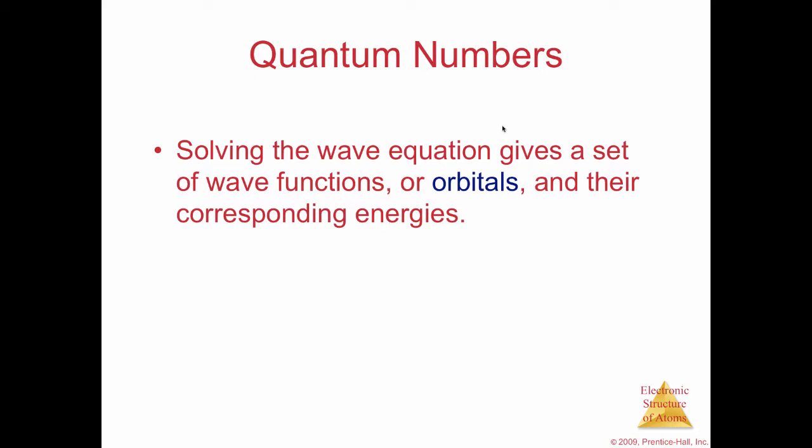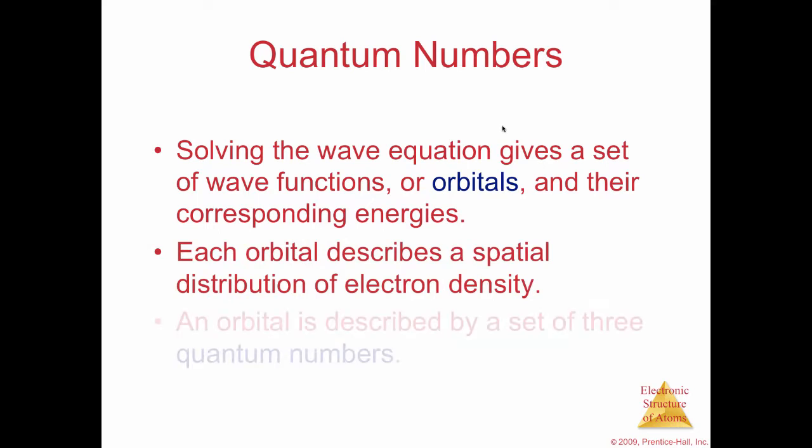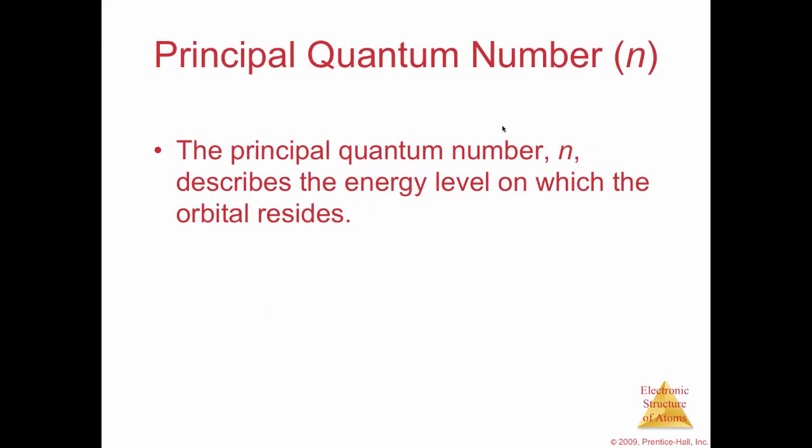Solving the wave equation gives a set of wave functions, or orbitals, and their corresponding energies. Each orbital describes a spatial distribution of electron density. An orbital is described by a set of 3 quantum numbers. The principal quantum number, n, describes the energy level on which the orbital resides. The values of n are integers greater than or equal to 1.